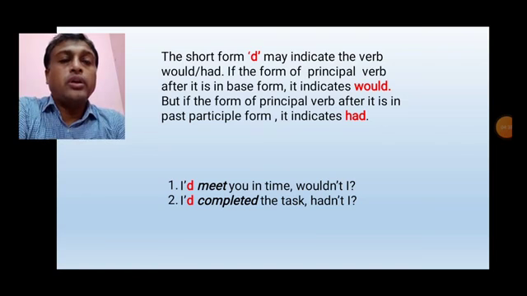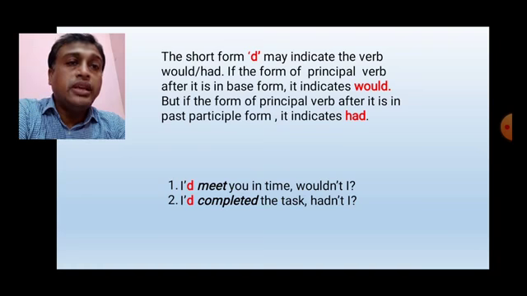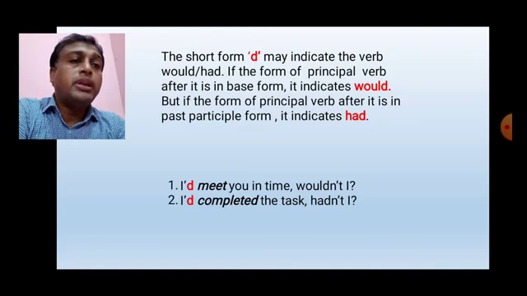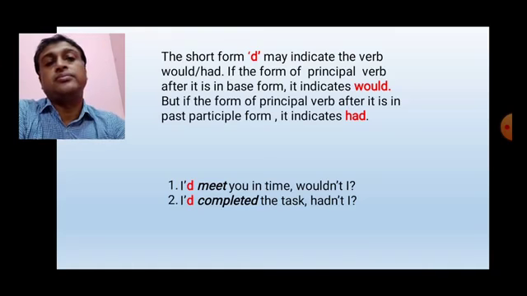Students, our next rule is, the short form 'd may indicate the verb would or had. If the form of the principal verb after it is in base form, it indicates would. But if the form of the principal verb after it is in past participle form, it indicates had.